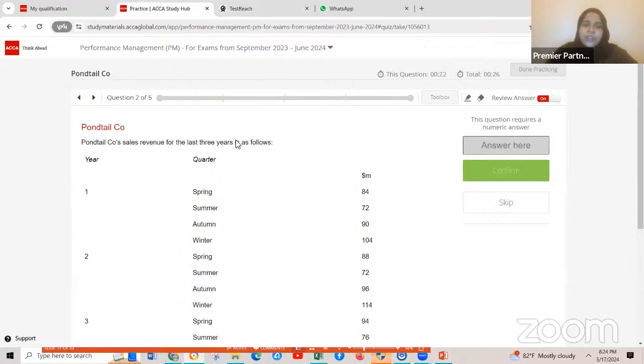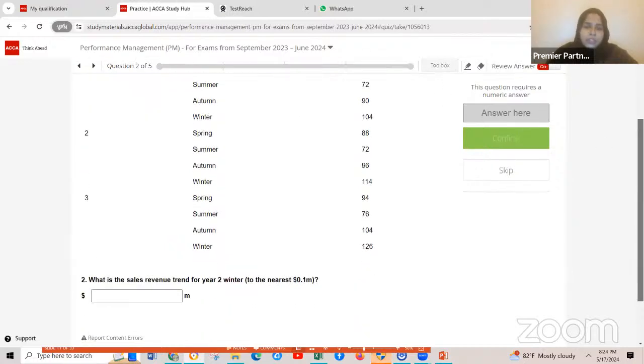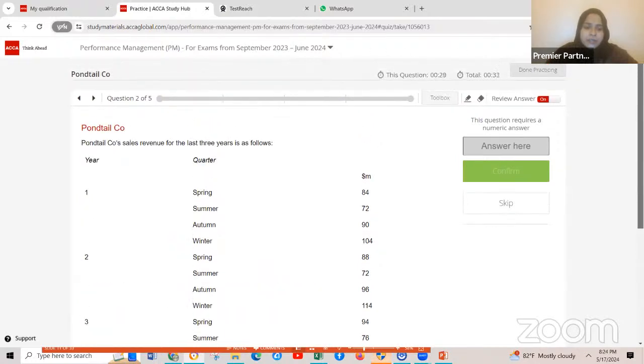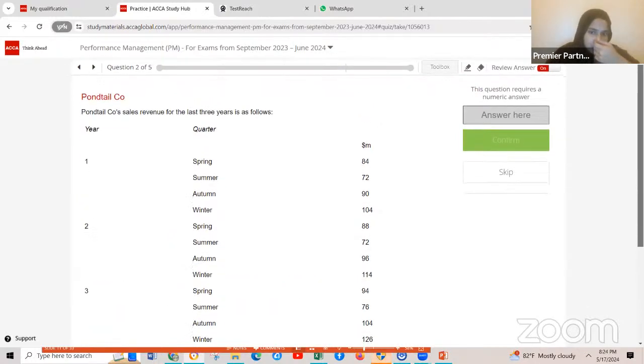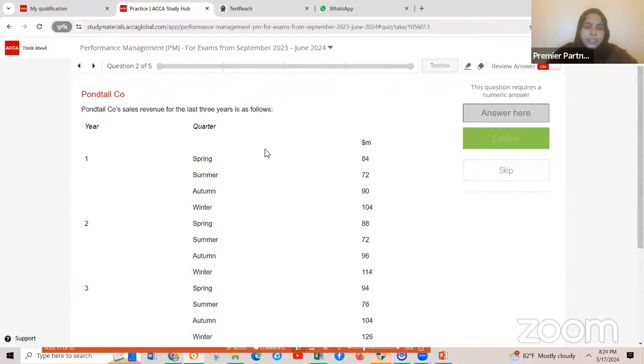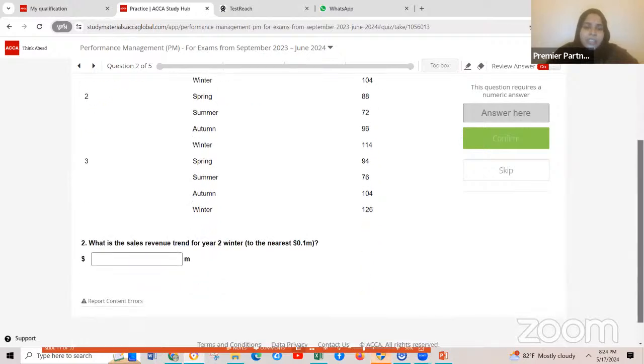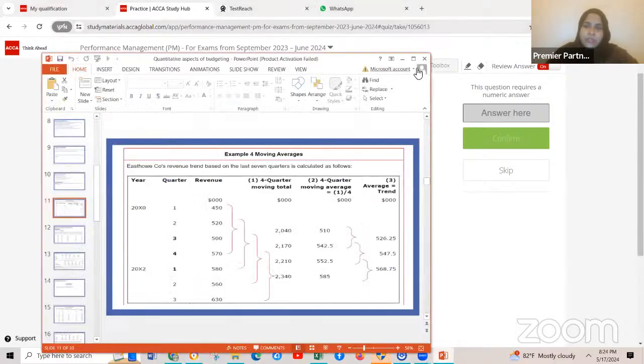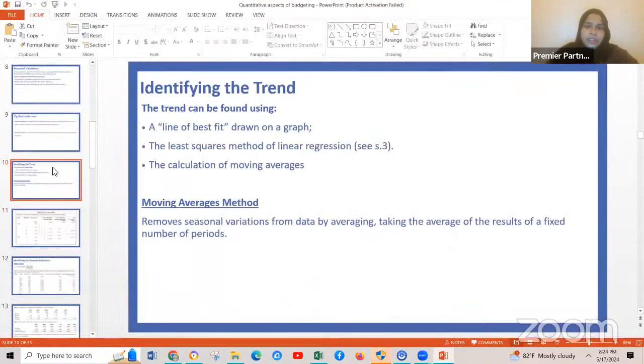The sales revenue for the last 3 years is as follows. What is the sales revenue trend for year 2 winter? Year 2 winter, they want the trend. Okay, so now they're asking to find the trend.